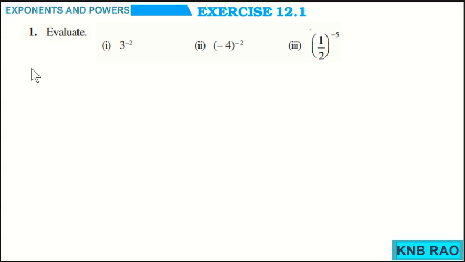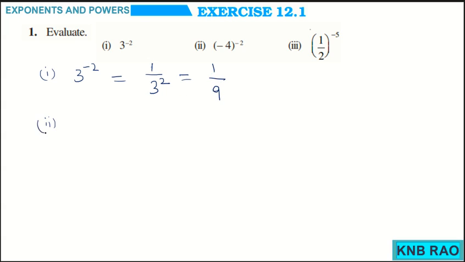Sub question 1. In the first sub question, we have 3 power minus 2. A negative power will be converted into a positive power by taking the reciprocal of the base, or by taking 1 upon 3 form. So 3 power minus 2 becomes 1 by 3 square, where 3 square is 9.